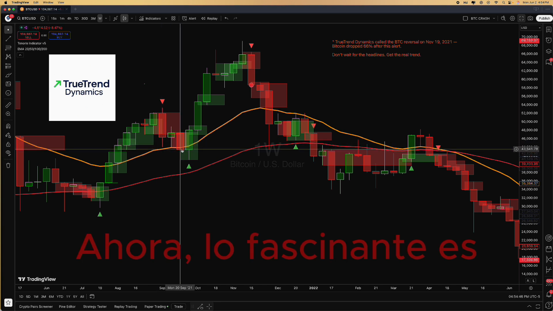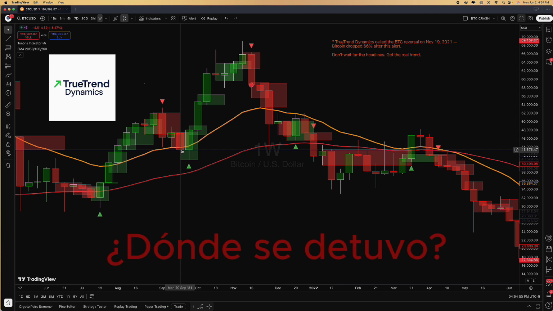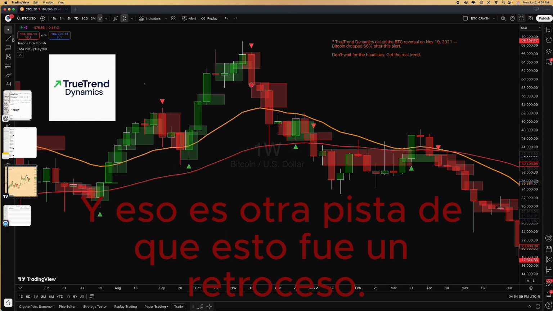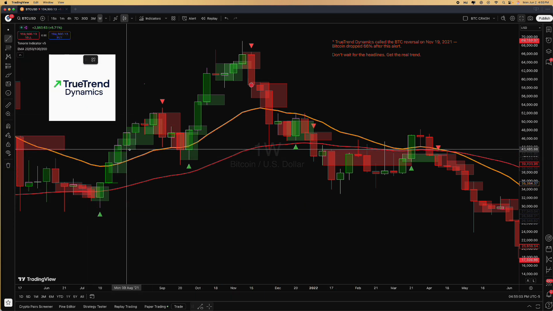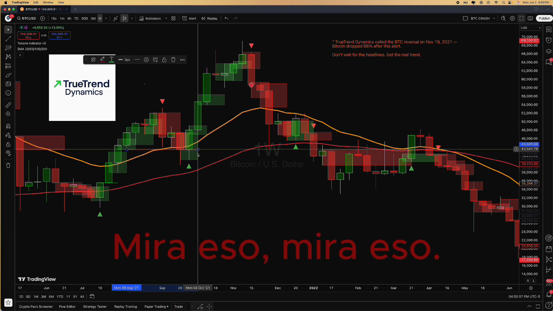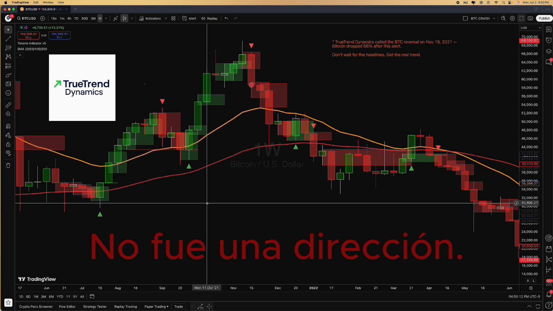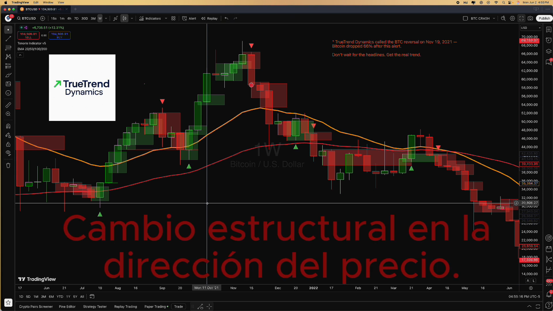Now, what's fascinating is if you look at the bottom of this red candle, where did it stop? Its price stopped exactly at the bottom of support. And that's another clue that this was a pullback. I mean, look at that. It's exact. It was not a directional structural change in price direction.